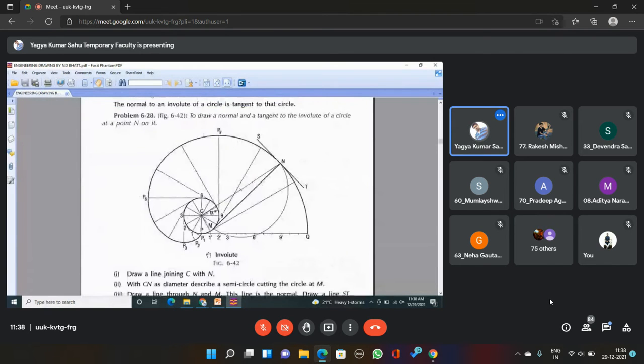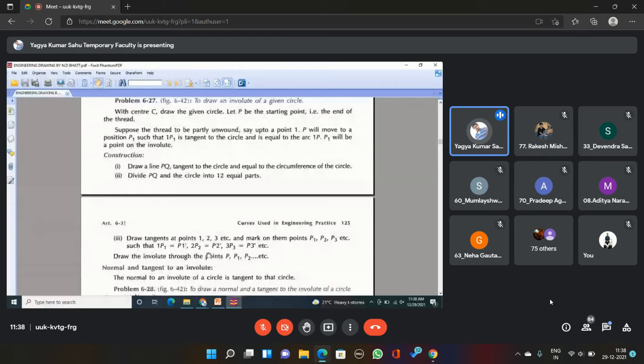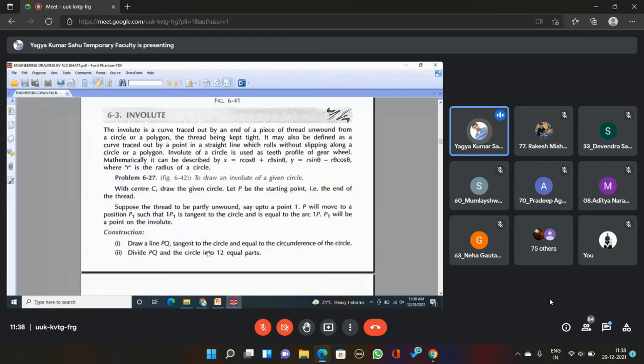Now let us move to the involute. What is the involute? It is a curve traced out by an end of a piece of thread which is wound on a circle or a polygon. When it is unwound from that circle or polygon, the thread being kept tight always, then the curve generated by opening this thread is known as the involute.